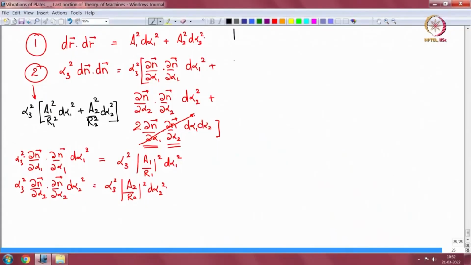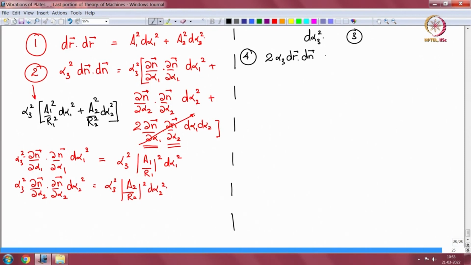Term 3 is pretty simple and already there. It is d alpha 3 squared is term 3. Okay. And the fourth term is twice alpha 3 dr dotted with dn. Okay.